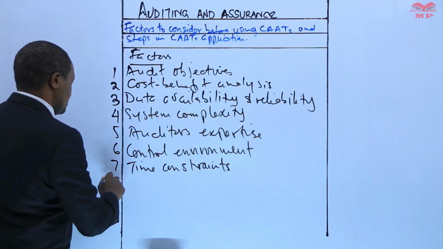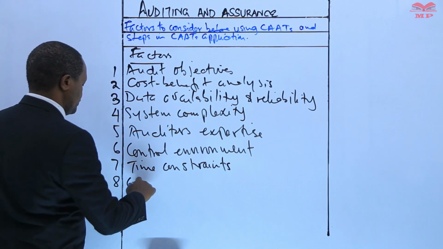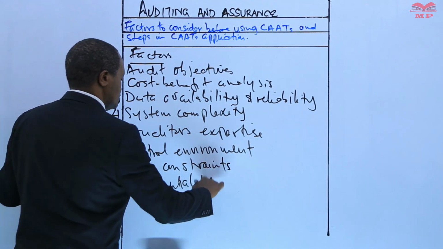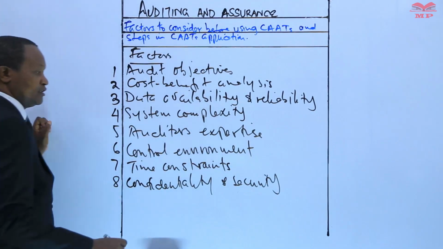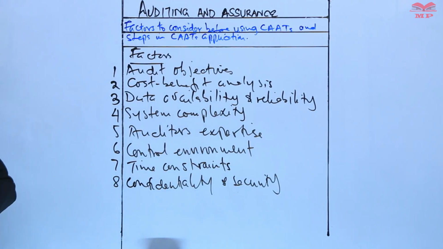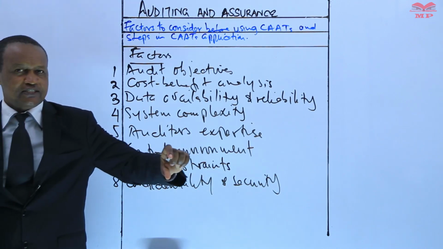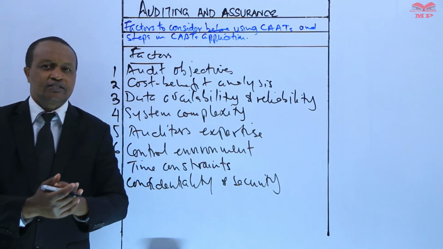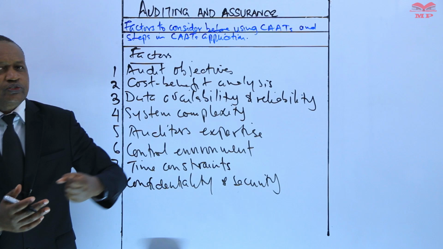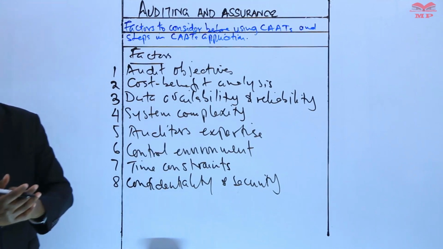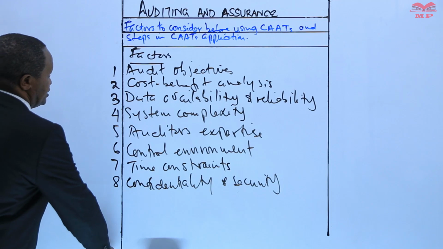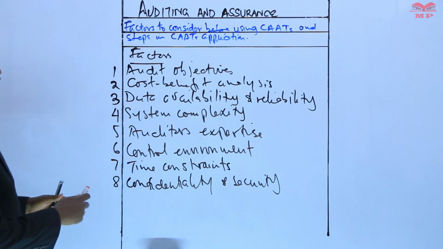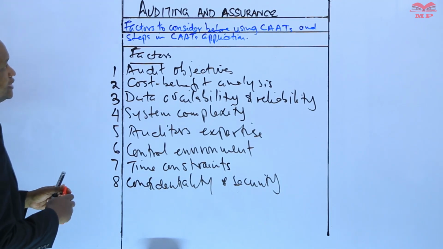Then lastly, confidentiality and security. This is an important factor that has to be considered. The auditor should ensure that the use of CAATS does not compromise the confidentiality or security of the client's data. So these are factors that the auditor has to consider before using computer-assisted audit techniques.